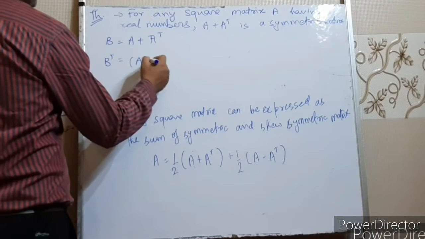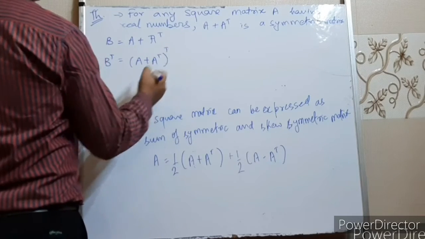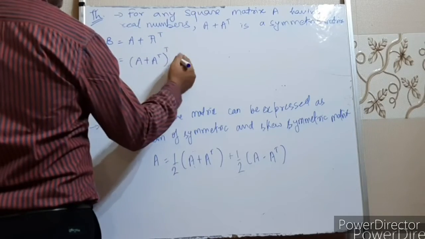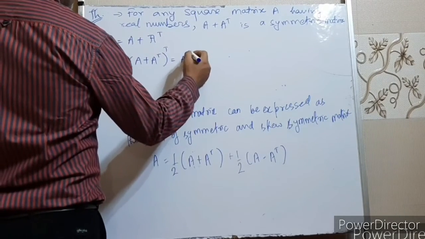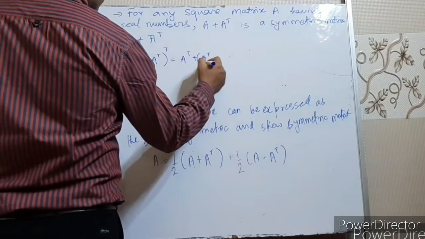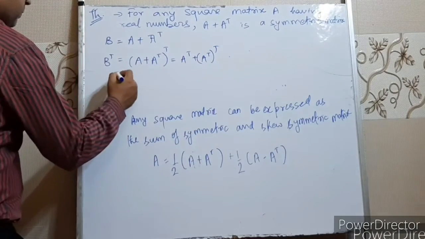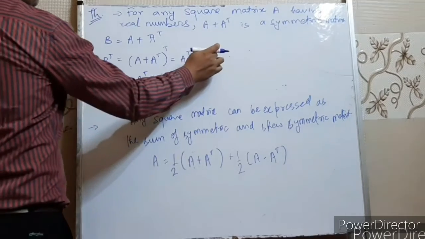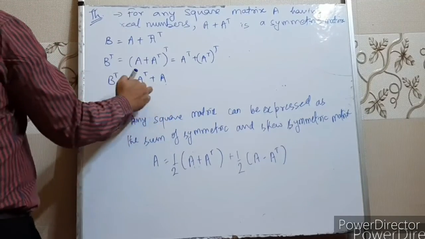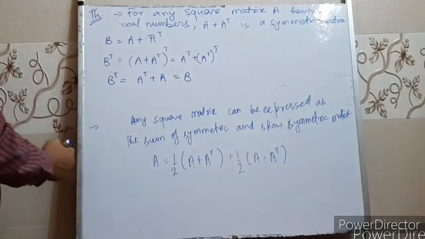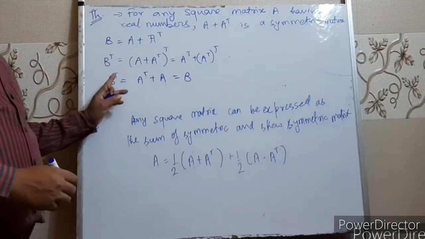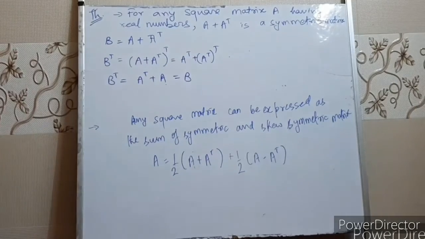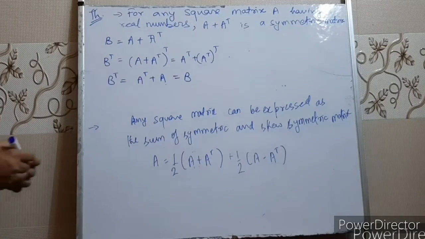It will become A plus A transpose to the whole transpose, and A plus B to the whole transpose is A transpose plus B transpose, the property we discussed earlier. It will be A transpose plus A transpose to the whole transpose, which is A. So the transpose of matrix B is A transpose plus A, and again we got our B matrix. That means if the transpose of a matrix is equal to that matrix, then that square matrix will be a symmetric matrix. Okay, children?